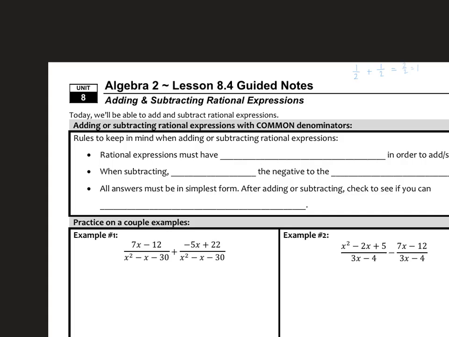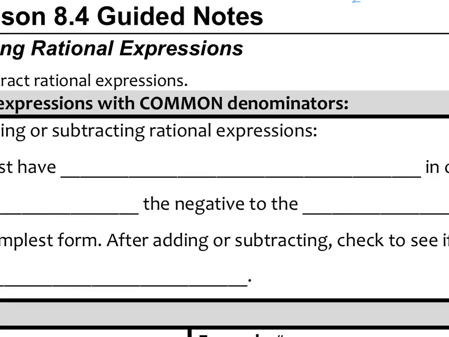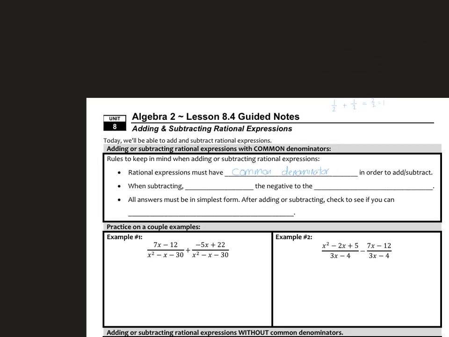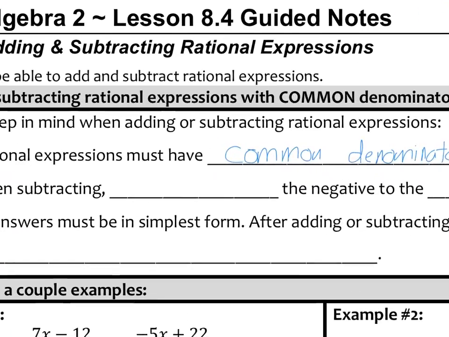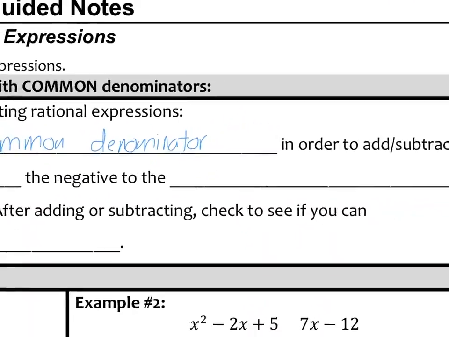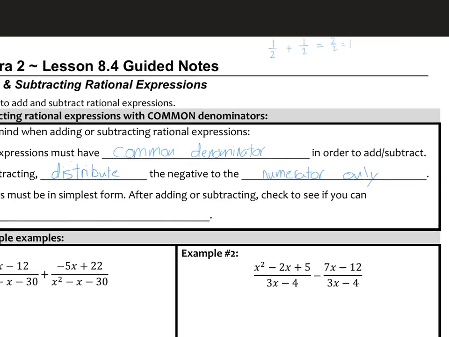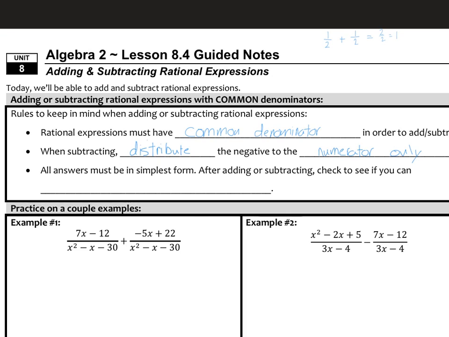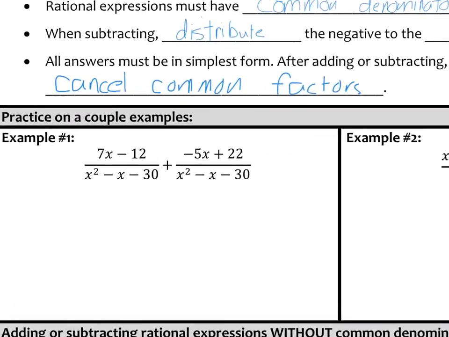In looking at our notes, we have some rules that we're going to go over. When we're adding and subtracting rational expressions, we must have a common denominator before we can add the numerators. When subtracting, we distribute the negative to the numerator only. All answers must be in simplest form. So after adding and subtracting, check to see if you can factor and cancel or divide to 1 common factors. Okay, we're going to move on to example number 1.